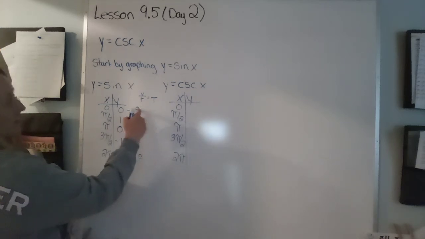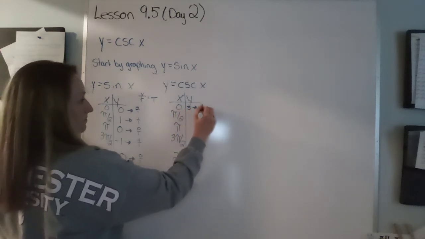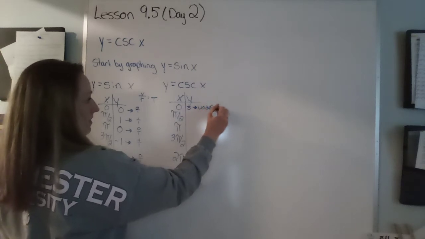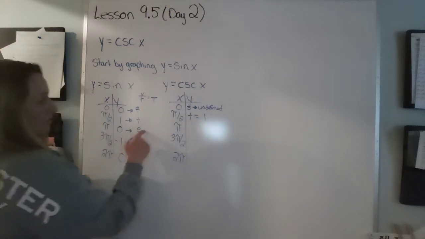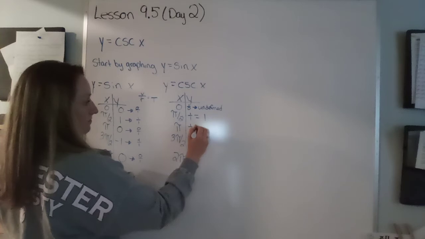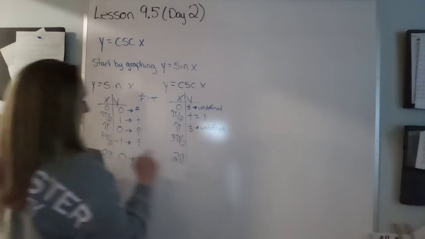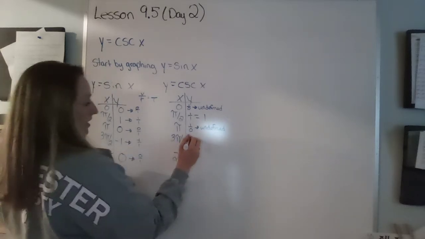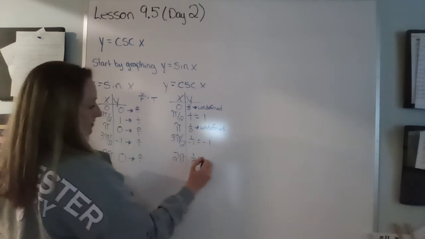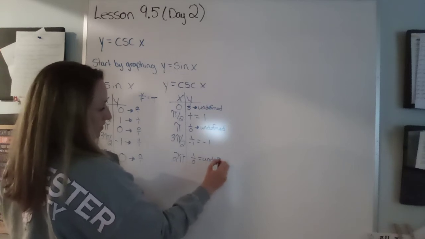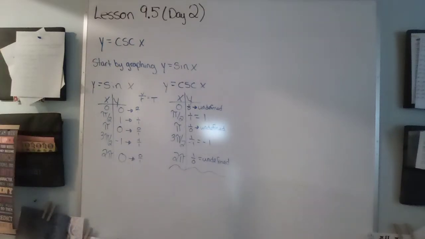So when I flip, I'm going to have 1 over 0, which is undefined. Then I'm going to have 1 over 1, which is still just a 1. Then I'm going to have 1 over 0 again, which is undefined. And then 1 over -1, which is still just -1. And then I'm going to have 1 over 0, which is undefined. We're going to have to extend the table because we don't have enough points yet to plot.